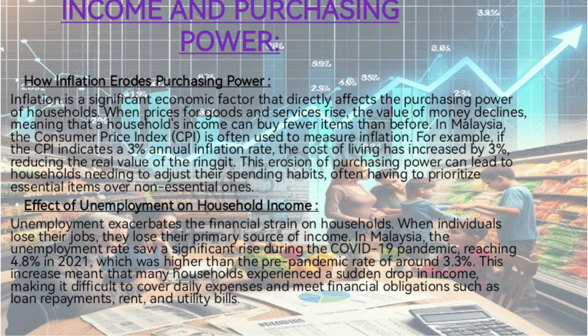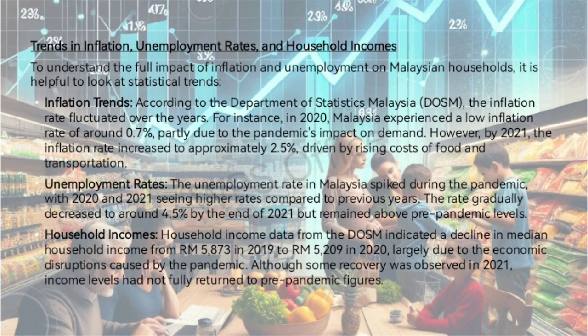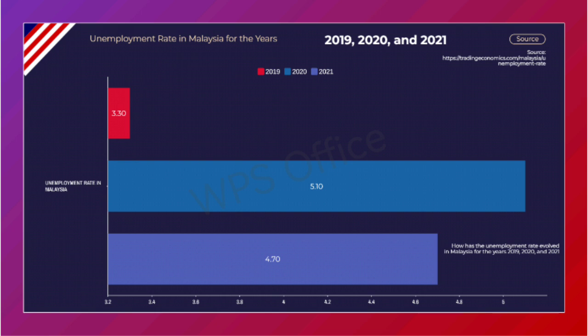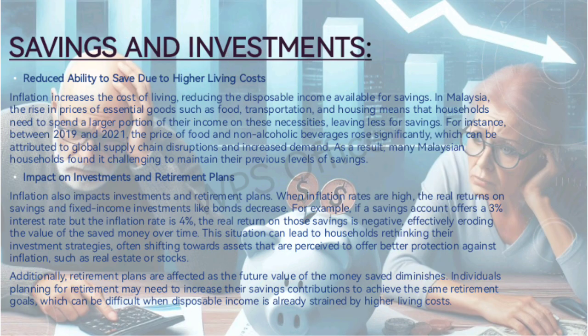Inflation, as we know, is defined as the general increase in prices and the corresponding decline in the purchasing power of money, and unemployment is the state of being without a job despite actively seeking employment. These are two significant economic challenges that can profoundly affect households. The objective of our presentation is to analyze how these economic conditions impact households economically, socially, and financially.